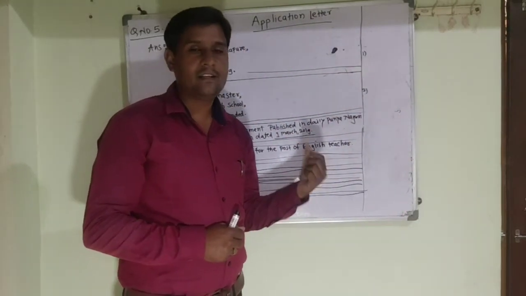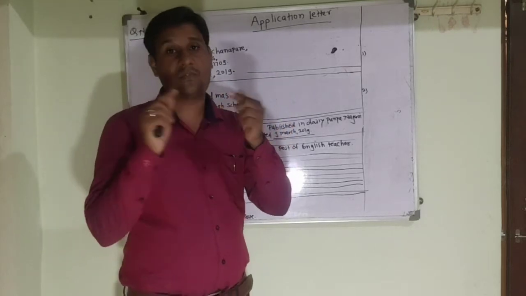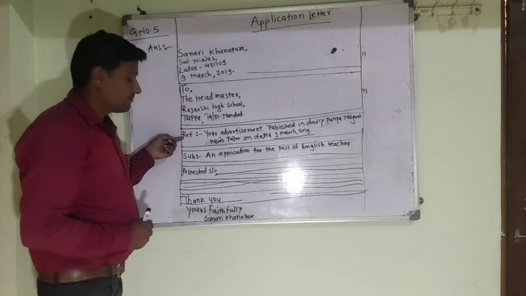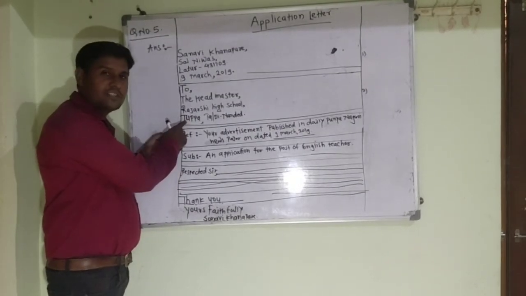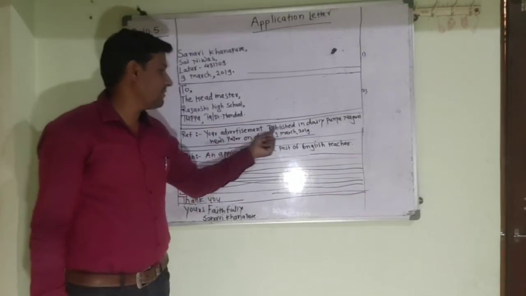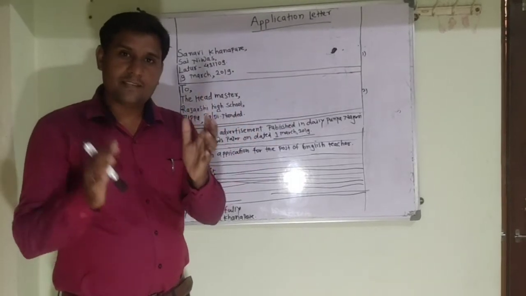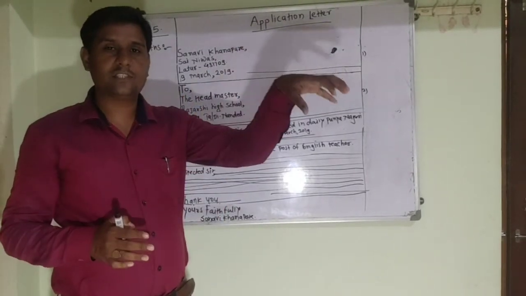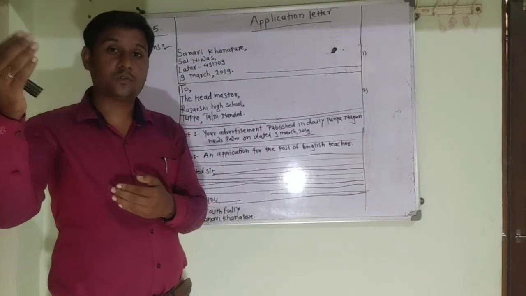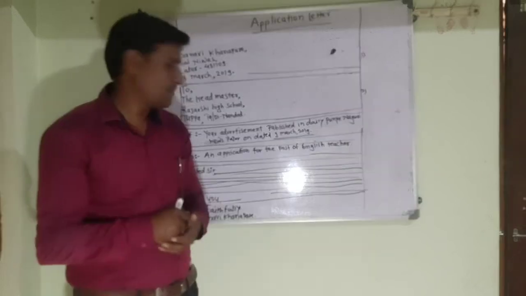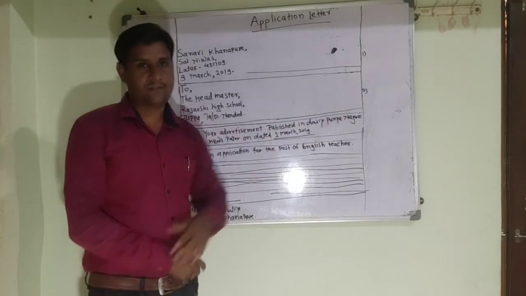So how do we write it? Leaving one line below the address of the addressee, you should write a reference. How do we write a reference? By leaving one line below the receiver's address. Reference: your advertisement published. It means a school headmaster published an advertisement in the newspaper for the purpose of a vacancy, to let candidates know. So you read the newspaper. We call it: your advertisement published in the daily newspaper on dated.